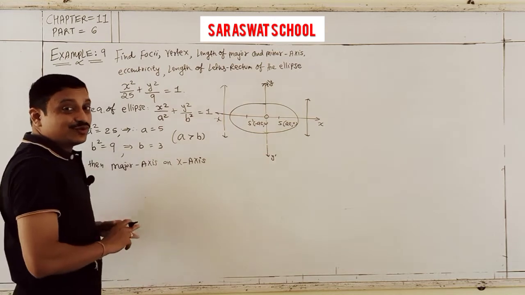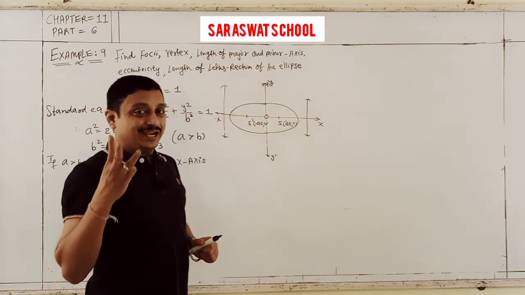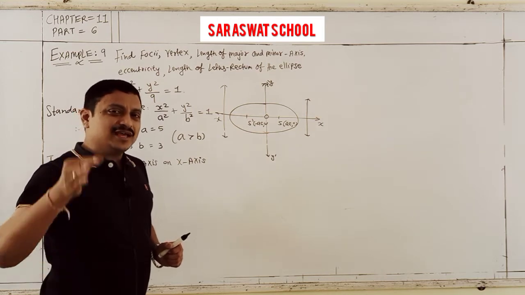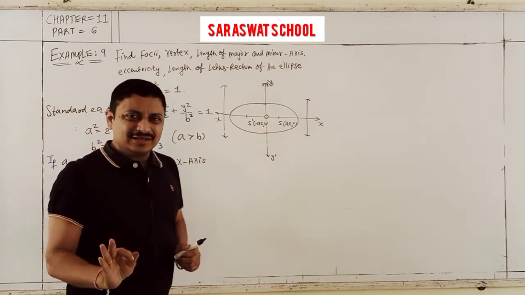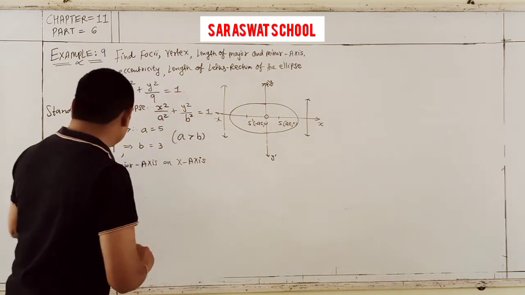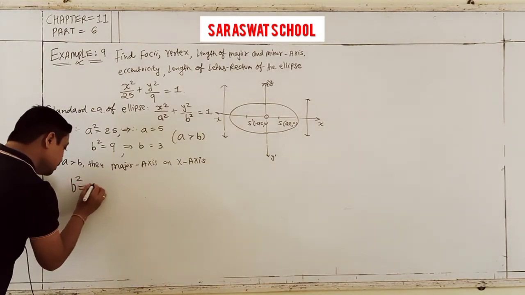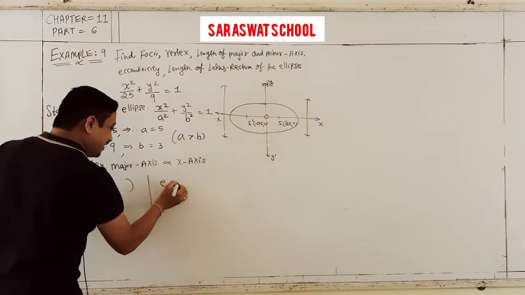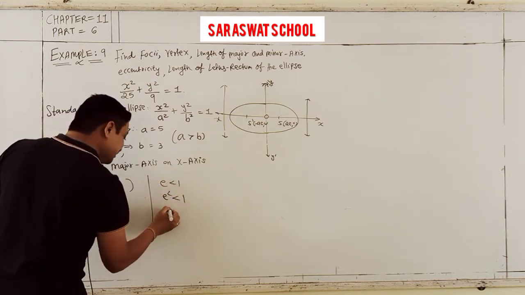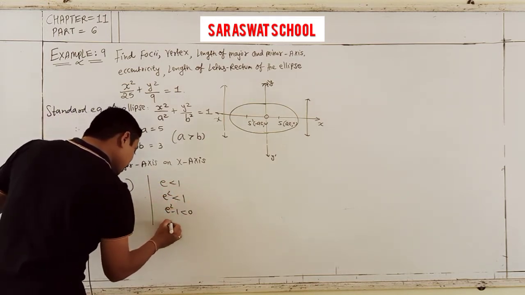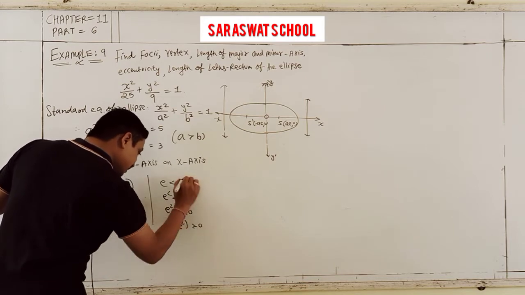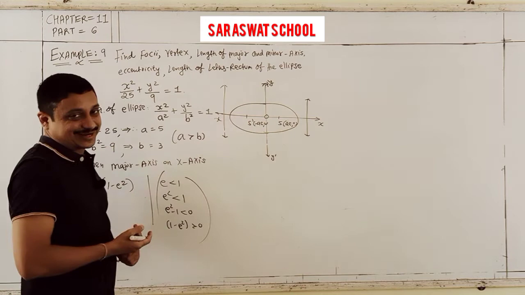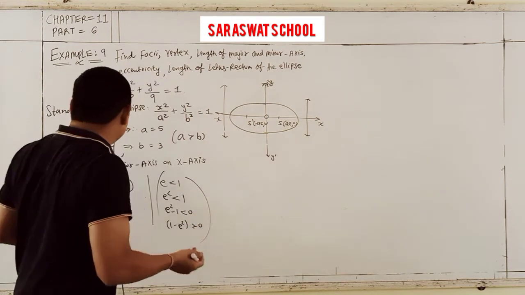Now you go to formula number 3. I told you last time, and again I tell you today, always use formula number 3: b square is equal to a square into 1 minus e square, for e less than 1, since e square minus 1 is less than 0 and 1 minus e square is greater than 0. This condition you will write here, 1 minus e square. Now expand. Easily you get the e value.